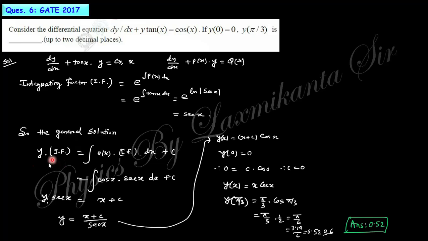So the general solution will be y times the integrating factor equals integration of Q(x) times the integrating factor dx plus c. Here Q of x is cos x, so cos x into sec x dx. Cos x into sec x is 1, so integration of dx is x plus c. So y equals (x plus c) divided by sec x. Sec x on the other side will be cos x. Use the condition y of 0 equals 0. So this is 0, and c times cos 0, which is 1, so c equals 0. So the function will be y of x equals x cos x.